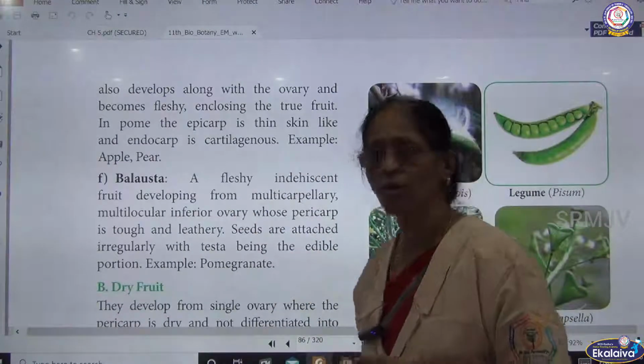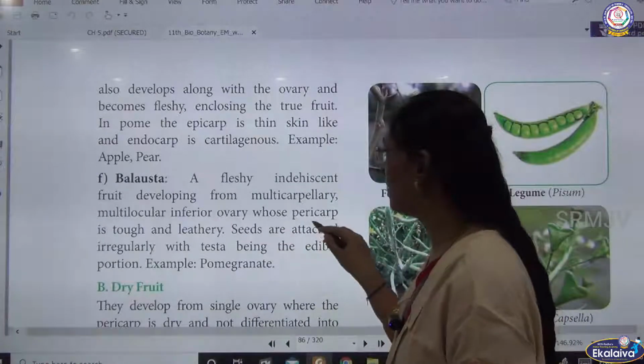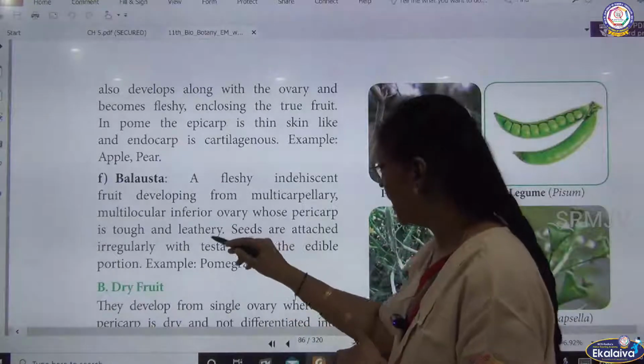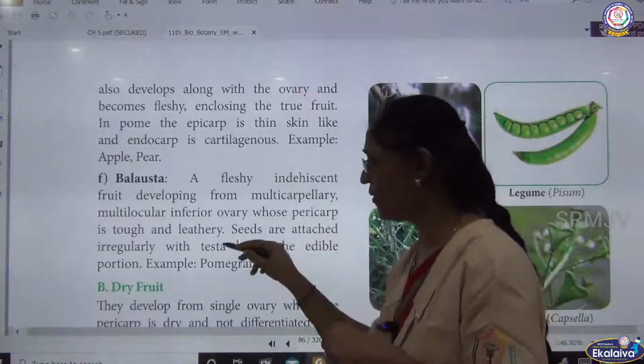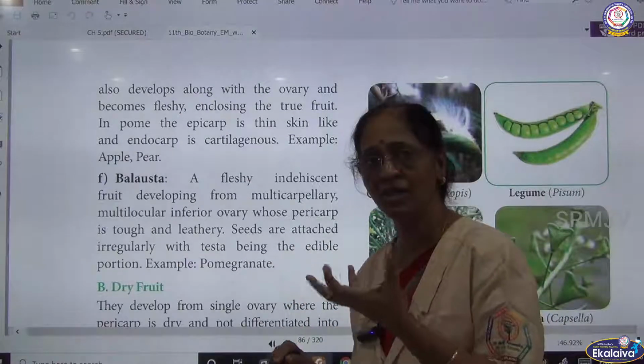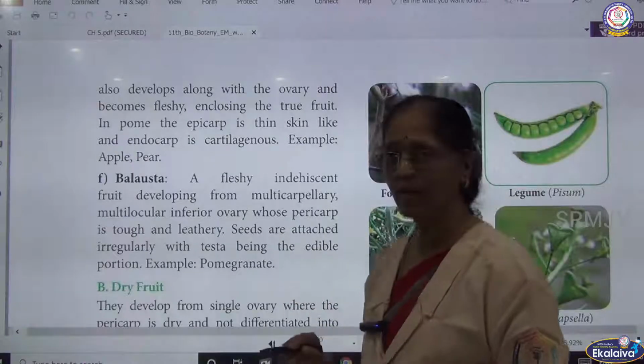And the last one is what we call a balausta, which you will find in pomegranate. Here you will find that the pericarp is tough, the outer wall is very tough and leathery, and the seeds are attached irregularly. You will find the testa being the edible portion. The testa is the part which we eat. So we will find this in pomegranate.